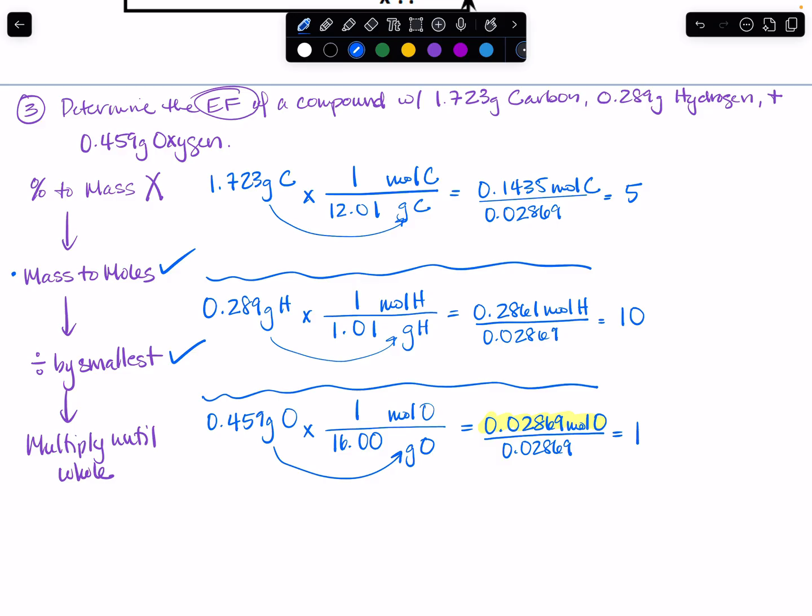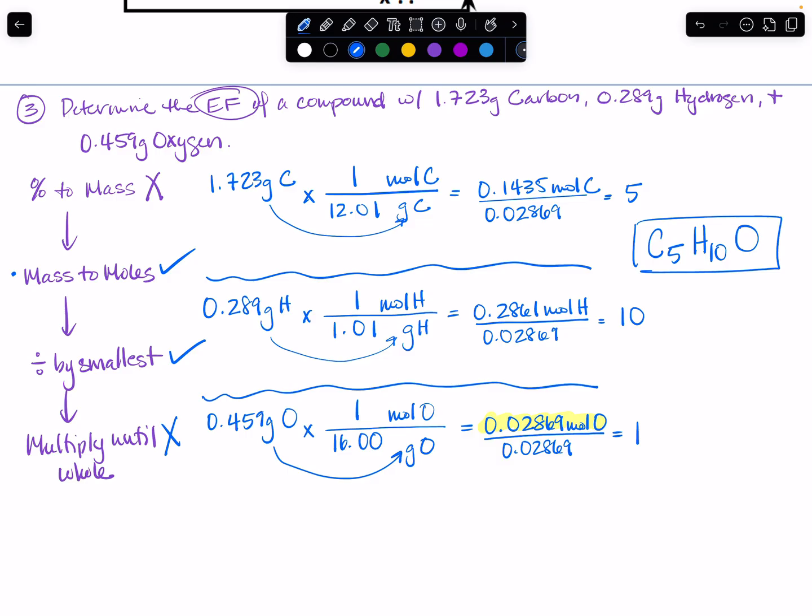So I have my whole number subscripts. I divided by the smallest, and I do not need to multiply until whole because I have whole numbers. So my empirical formula is C5H10O. Now, generally speaking, for the order, I tend to put carbon out front, hydrogen in the middle, and then anything else after that. At this point, just do the best you can. As long as you have the correct subscript with the right element, you're going to be fine.